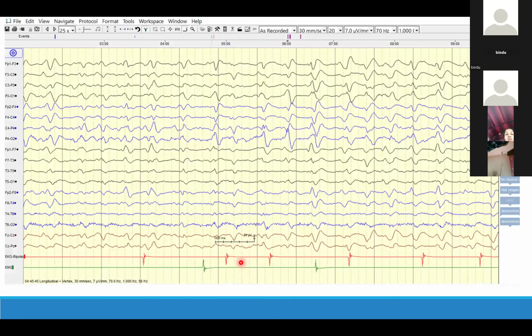This was the EEG read in bipolar montage. You can see at a sensitivity of 7 microvolts moderate amplitude generalized periodic discharges, bilateral periodic discharges of triphasic morphology. So we can see typical triphasic morphology with lag.